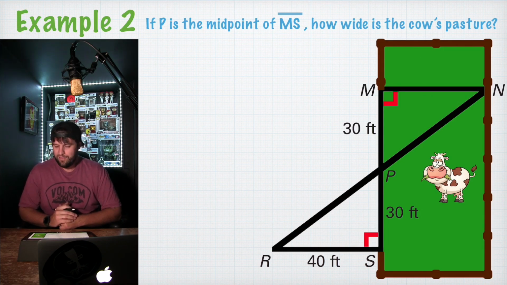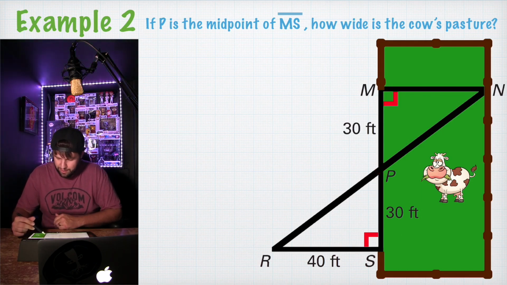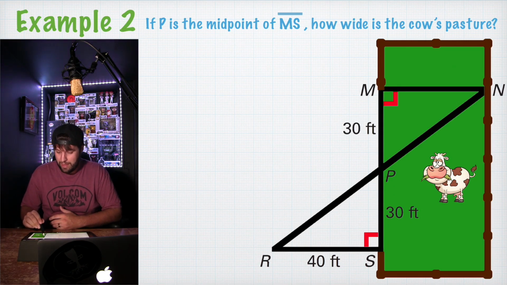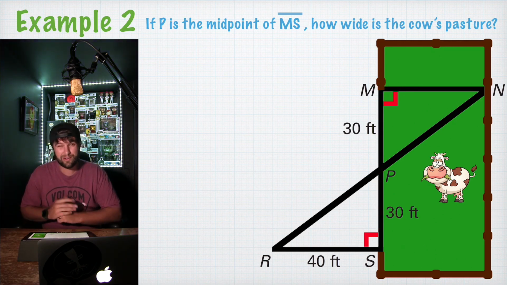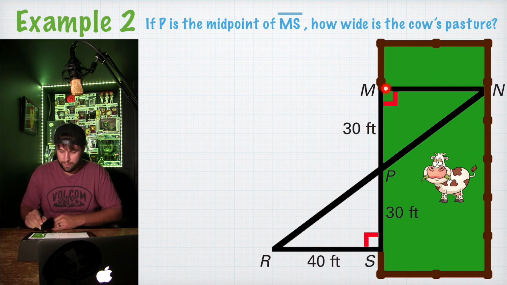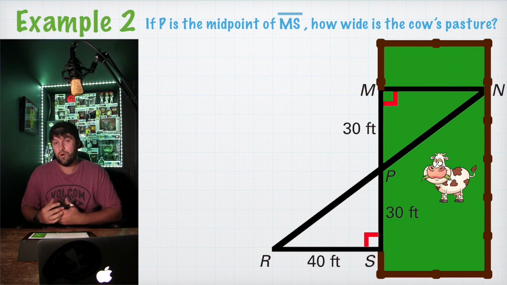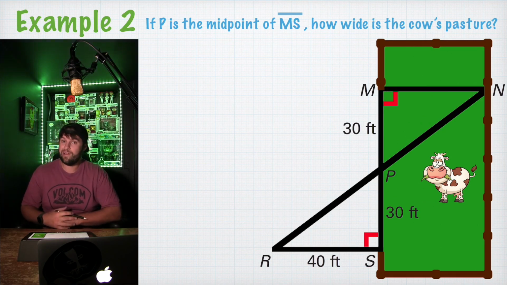If P is the midpoint of MS, how wide is the cow's pasture? So we know that P right here is the midpoint of MS. So that means that MP and PS are congruent. They're both actually 30 feet. It's marked there too. We know that they're 30 feet. And we're trying to see how wide the pasture is right here. Well, we know this length is 40 feet. So if we could prove that RS is congruent to MN, we're able to say that the pasture is 40 feet wide. But we can't just assume that it's going to be 40 feet wide.